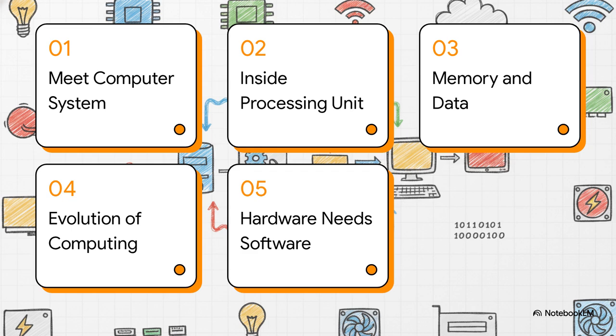So here's our roadmap for the explainer. We'll start by officially meeting the computer system. Then we'll crack it open and step inside the processing unit. After that, we'll cover computer memory and data, trace the evolution of computing, and finally, we'll wrap up by looking at why hardware absolutely needs software.